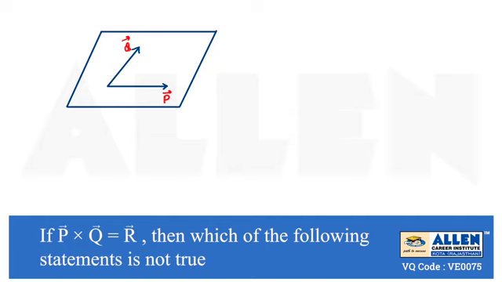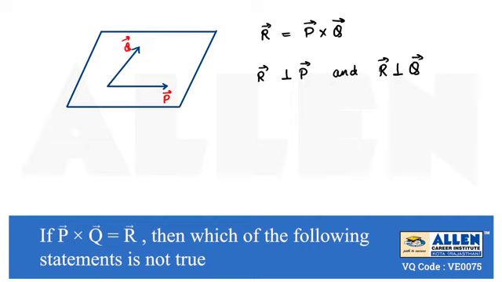Here we have two vectors, p vector and q vector, and we have to see which vector r vector is perpendicular to. So first we will discuss r vector. R vector is the result of the cross product of p vector and q vector, and with the help of the properties of the cross product we can say r vector is perpendicular to p vector and r vector is also perpendicular to q vector.